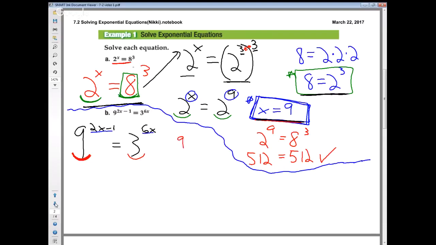And as some of you already know, 9 is the same thing as 3 times 3. Or in other words, 9 is equal to 3 squared. And that's what we want in order to rewrite it. Rewrite 9 as a base of 3. So instead of having a base of 9, let's rewrite 9 as 3 squared. Now let's put parentheses around that so that we can put our original exponent on the outside. And that's still going to be equal to 3 to the 6x.